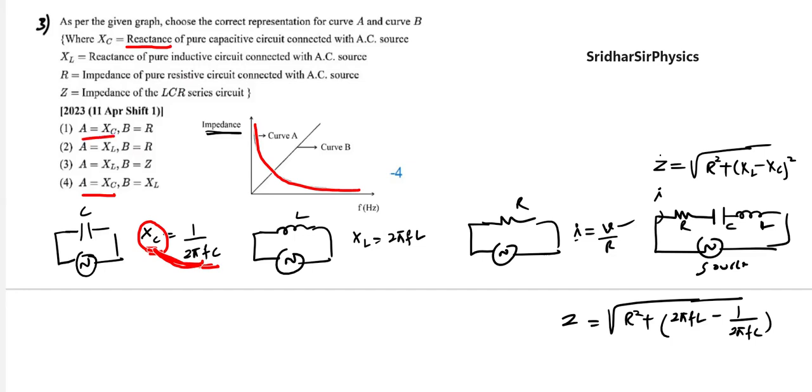Then afterwards, here take XL, inductive reactance. It directly increases with frequency. If frequency is increasing then inductive reactance will increase, directly proportional, a straight line passing through origin. I think this particular graph will satisfy. And here if you increase frequency, resistance will not change. Resistance is independent of frequency, whereas XL and XC depend on frequency. Impedance depends on frequency.